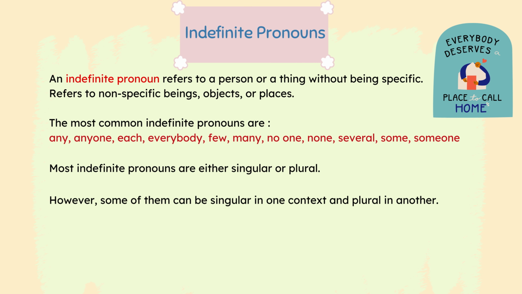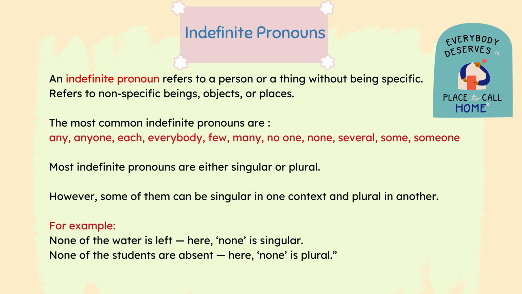Let us learn about indefinite pronouns. An indefinite pronoun refers to a person or a thing without being specific. It is used to talk about non-specific beings, objects, or places. The most common indefinite pronouns are any, anyone, each, everybody, few, many, no one, none, several, some, and someone.